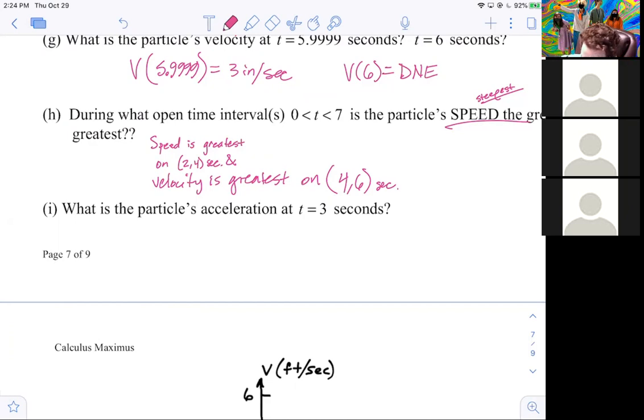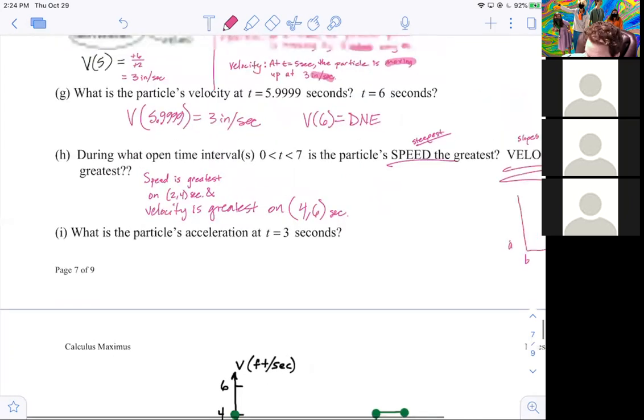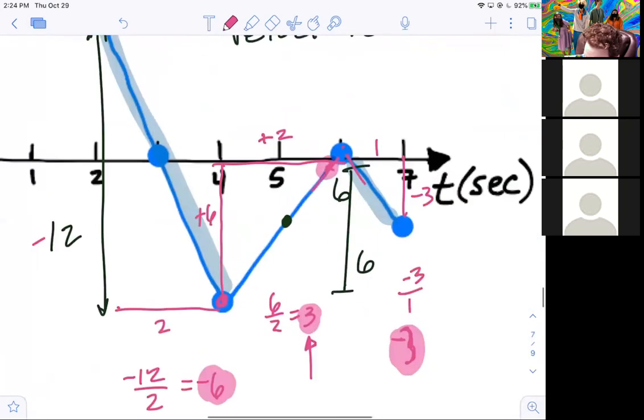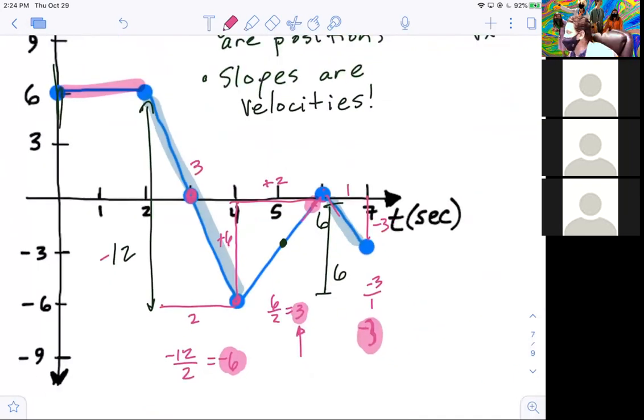All right, and then finally, what's the particle's acceleration at t equals 3? This is kind of a good head scratcher. 0? Yes, because there's no change in velocity. It's constant velocity on the interval. That's beautiful. That's it, right?